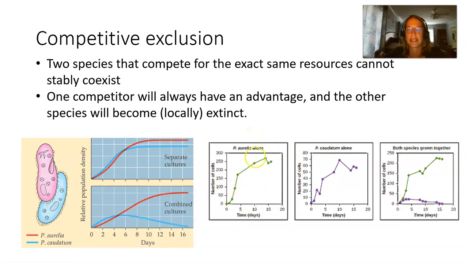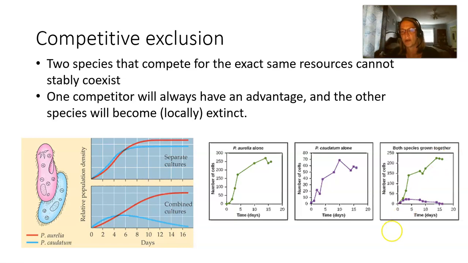Okay, if you don't notice yet, I'll just point it out. When P. aurelia is in competition with P. caudatum, even though it's a much better competitor, it reaches this equilibrium population size of about 225. Okay, that's when it is competing. When it is alone, it goes up to about 275. Okay, so it can have a higher population when it's not competing with P. caudatum. It reaches a pretty high population here, but it's not as high as it was when it wasn't competing.